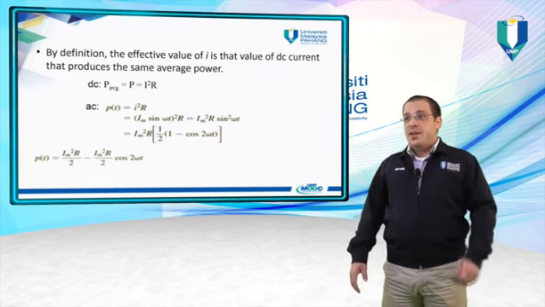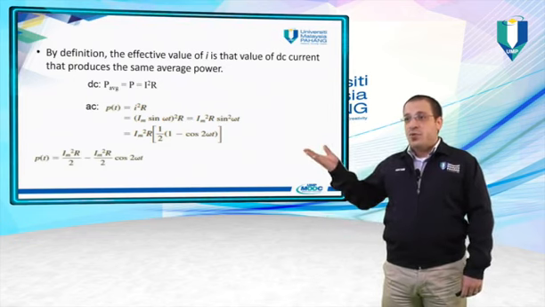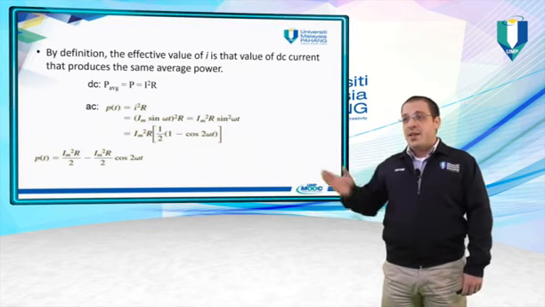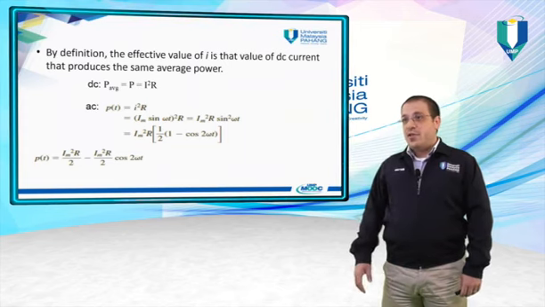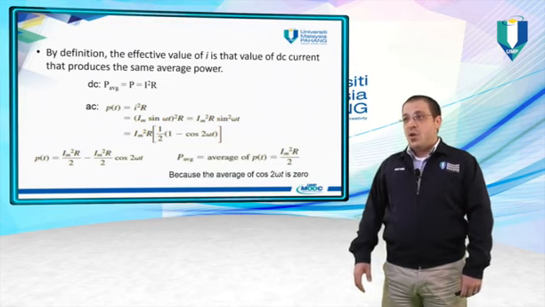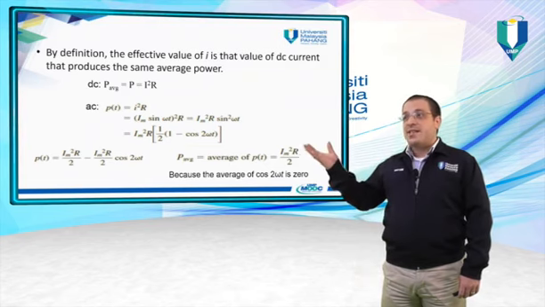It can be rewritten as p(t) equals Im squared R divided by 2 minus Im squared R divided by 2 multiplied by cosine 2 omega t. If we take the average of this, the later part after the minus is 0, because the average of cosine 2 omega t is 0. So the average power in this case is only Im squared R divided by 2.